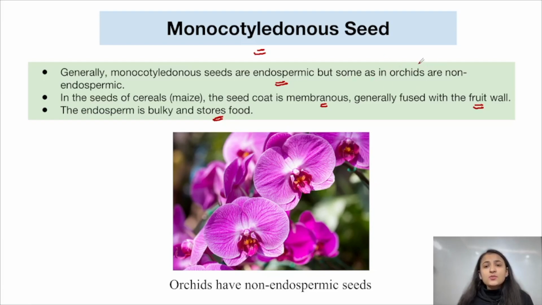In orchids, which are also monocots, the seeds are non-endospermic. As you can observe in this image, these are orchids, and these are the flowers of orchids.